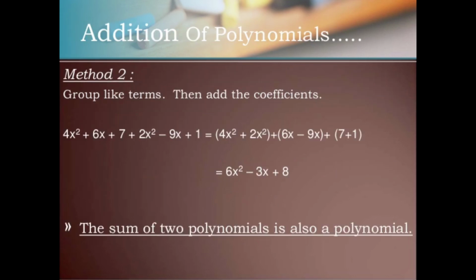Addition of polynomials, method number 2. Group like terms, then add the coefficients. 4x squared plus 6x plus 7 plus 2x squared minus 9x plus 1 equals 4x squared plus 2x squared plus 6x minus 9x plus 7 plus 1. So just simplify and add. The sum is 6x squared minus 3x plus 8. So the sum of two polynomials is also a polynomial.